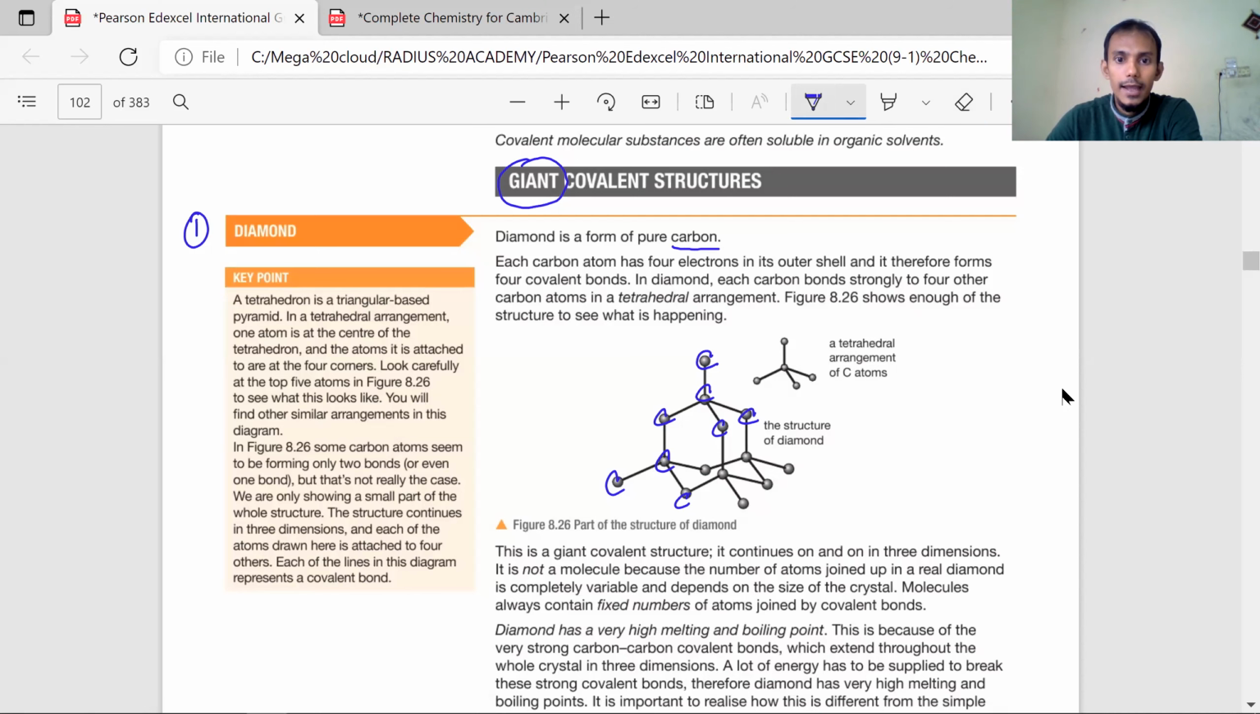carbon. And in diamond you see, if you look at any central carbon atom, each carbon atom is joining with 4 other carbon atoms. So 4 carbon atoms. Why 4? See, carbon atomic number is 6, so it is 2 and 4. So these 4 electrons in the outer shell can form 4 covalent bonds. Do you understand?